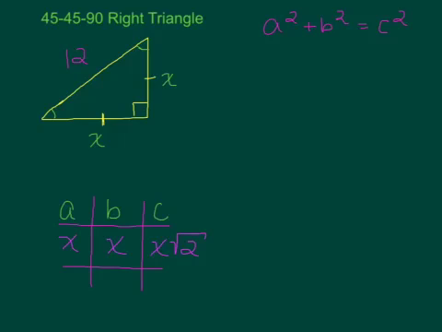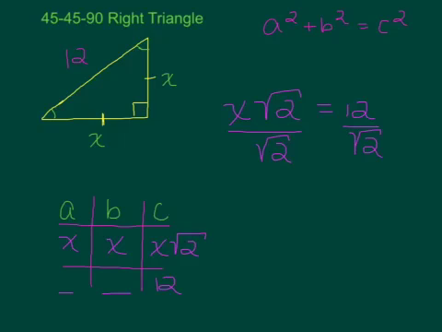So in this case, we know c is 12, or x square root of 2 is 12. So what we need to do is solve for x. What are the lengths of the other two sides? We know that this is 12. So what are these two sides? Okay, let's solve for x. Well, we're going to divide by the square root of 2 on both sides.